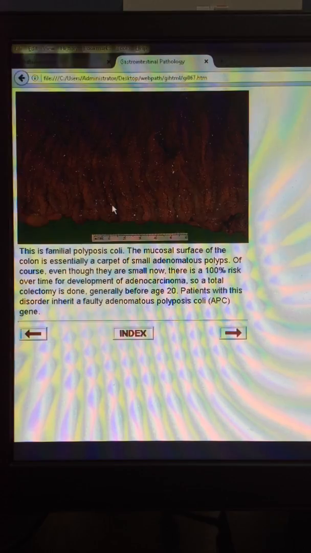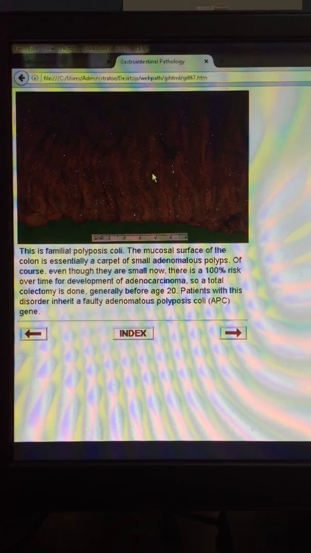Usually, these patients have an inherited mutation of the APC gene, the adenomatous polyposis coli gene. The abbreviation is APC gene. Mutation of this gene will lead to formation of numerous polyps and facilitate the transformation into adenomas and carcinomas.